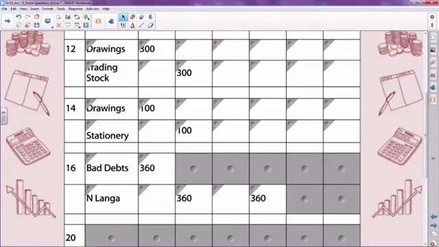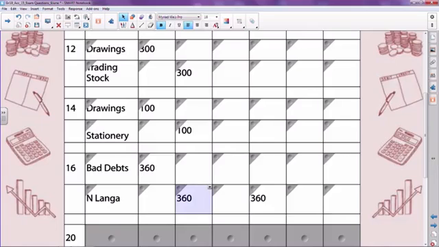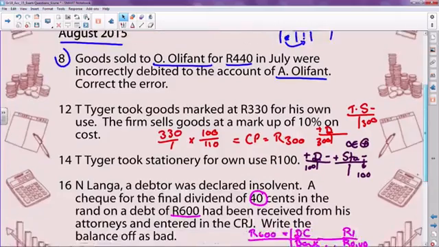And there you can see the rest will be empty blocks. Again, the debtors control goes down in total. And Langa, who is a debtor, goes down here on the credit side, and then bad debts, the expense, on the debit. Now, your narration, you can just say write off 60 cents in the Rand of the debt of Langa. That's your narration there. Let's go look at another one.